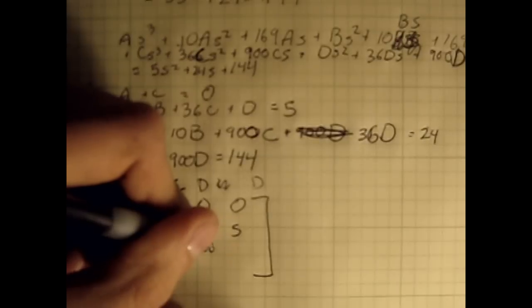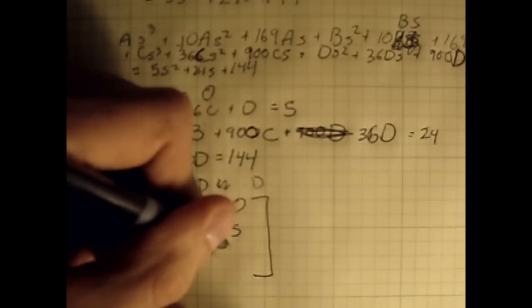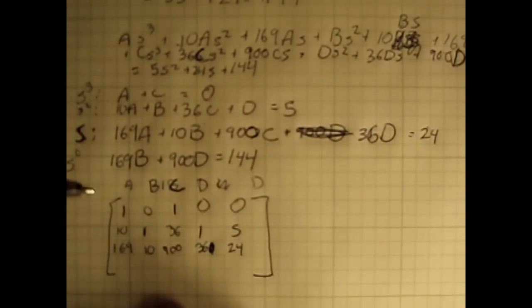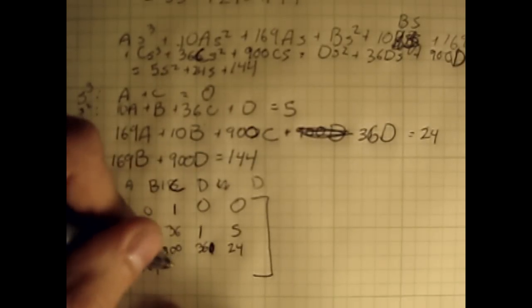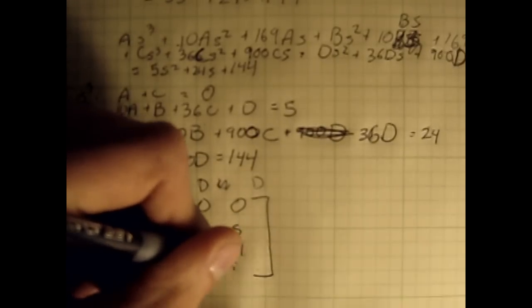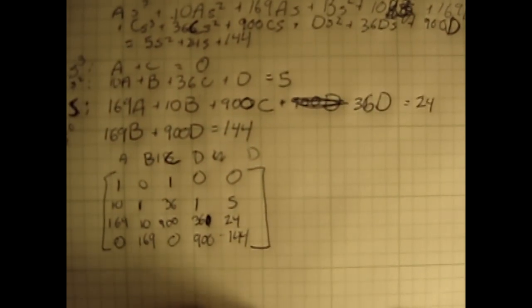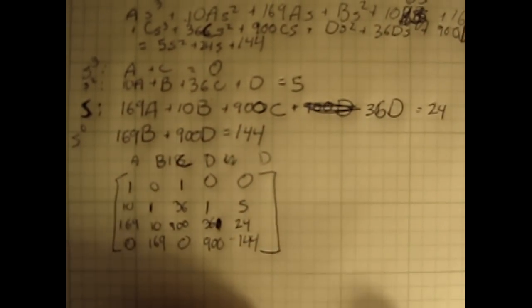Oh, 36 d's. D looks like 360 for some reason. And that's equal to 24. Finally, we have our last one. We have 0 A's, 169 B's, and we have 0 C's, 900 D's, and that's equal to 144. So see there, we have that matrix right there. Now we just have to do the row echelon form.